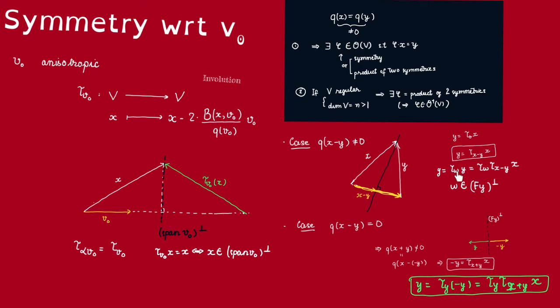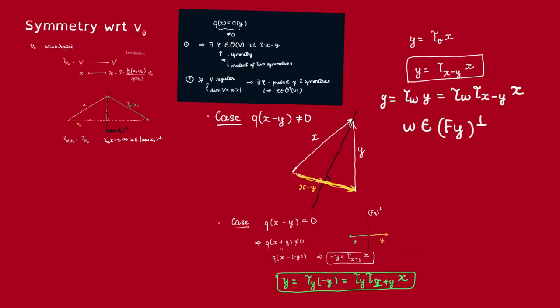Well, for this tau w, the symmetry with respect to w, to be well defined, we need w to be anisotropic, i.e. the norm of w cannot be 0, because in that definition we need to divide by norm. Well, how do we know that such a w exists? First of all, because dimension of v is greater than 1, we know that this orthogonal complement is non-empty, right? And it's a quadratic space, and being a subspace of a regular space, it's also regular.